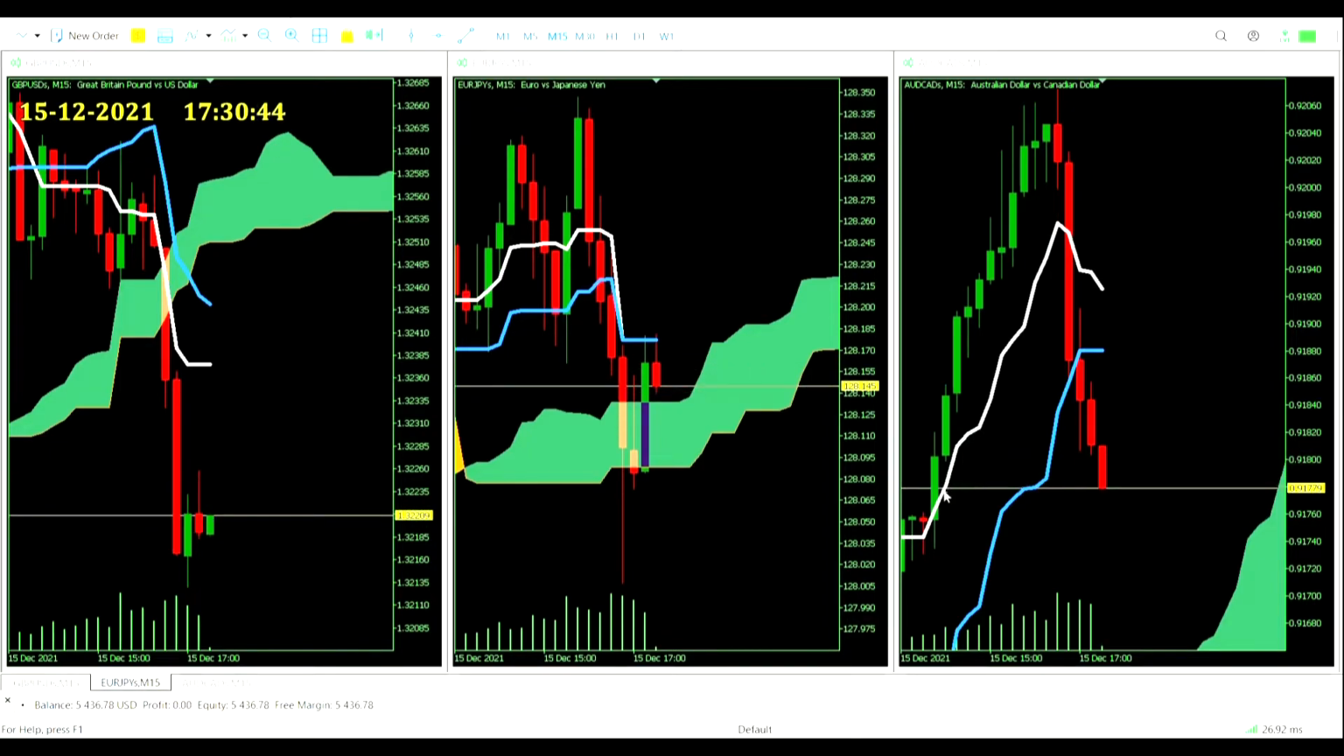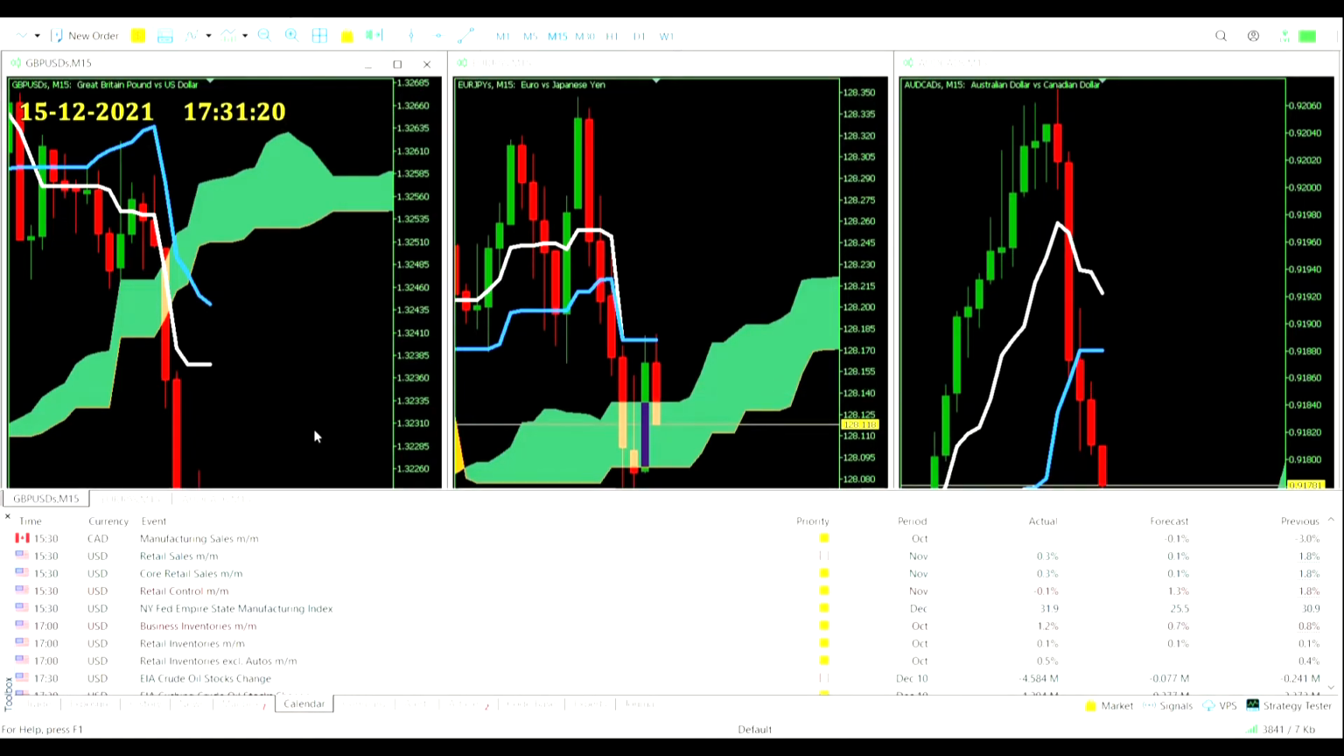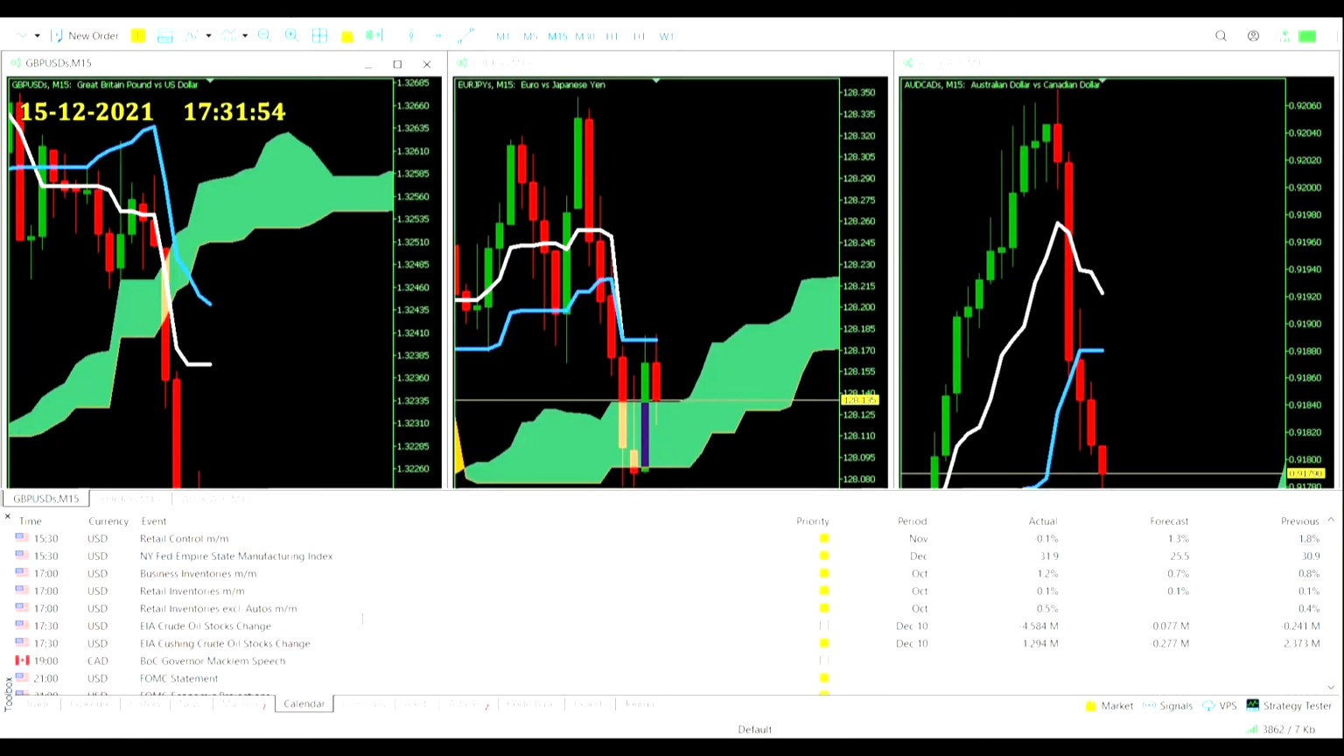Aussie caddy still retreating. What a ride up, only to come straight back down. We had those 5 o'clock US dollar numbers as well. Business inventories month on month, 1.2% against 0.7% forecast. That's a miss. They're holding too much stock. Retail inventories month on month as well, 0.1% actual against 0.1% forecast and a 0.1% previous. So they hit that one on the head. And the business inventories shouldn't be too worrisome.